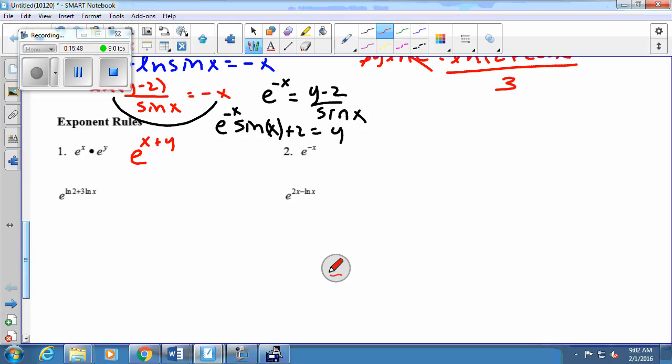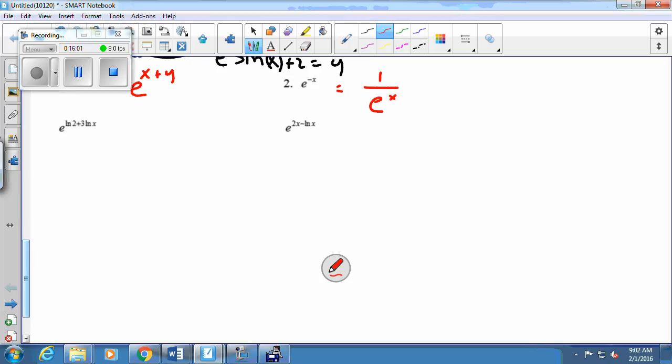Okay, number 2, how could I simplify that? What would that turn into? What does a negative power tell me I have? 1 over e to the x. Good. Okay, that's what that means. So we're just kind of going through this like, okay, what would this look like? Now I'm adding my exponents. Can you go the other way? When I add, what does this really turn into?